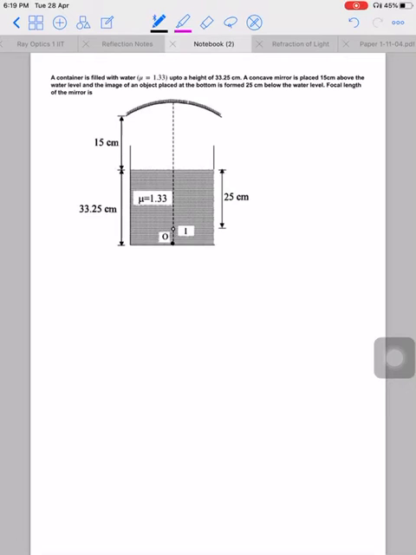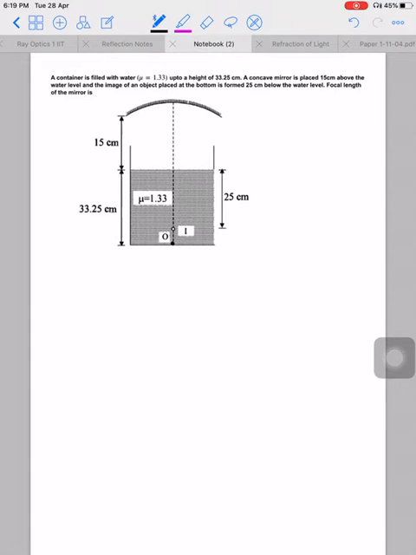Dear students, now we are going to discuss an interesting question in RIFTs. It is based on both reflection and refraction. The question is: a container is filled with water up to a height of 33.25 centimeter. A concave mirror is placed 15 centimeter above the water level, and the image of an object placed at the bottom is formed 25 centimeter below the water level. Focal length of the mirror is?